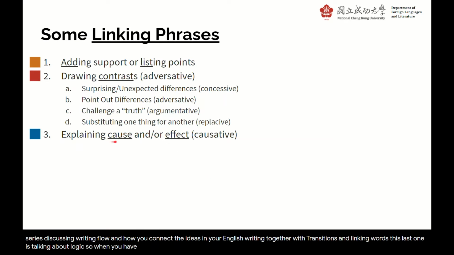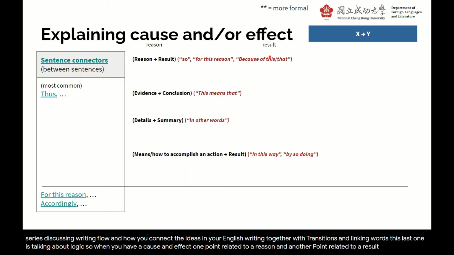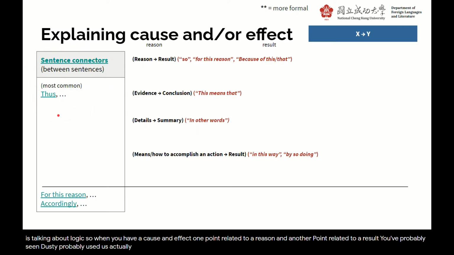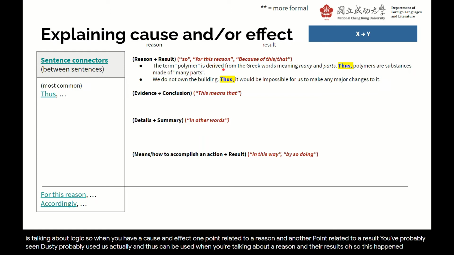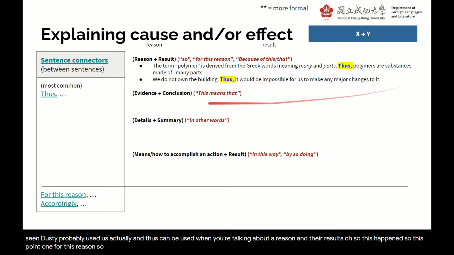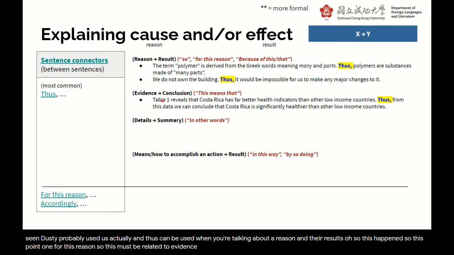So when you have a cause and effect, one point related to a reason and another point related to a result. So in general, you've probably seen thus. You've probably used thus actually, and thus can be used when you're talking about a reason and then a result. So this happened, so this. Point one for this reason, so this. And it can also be related to evidence. So table one shows this, thus this conclusion.